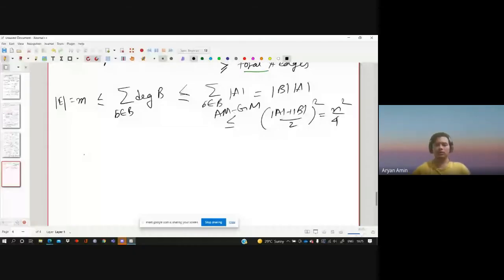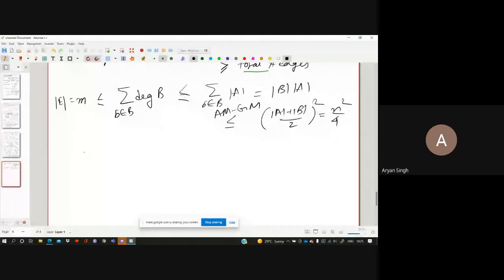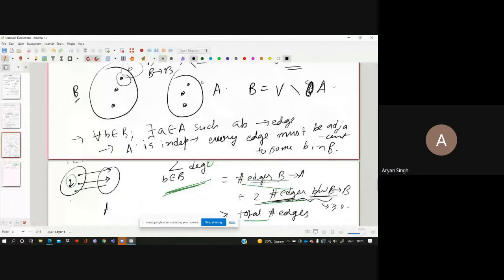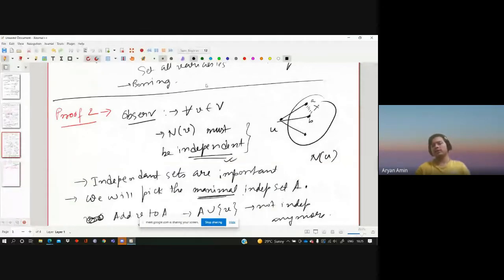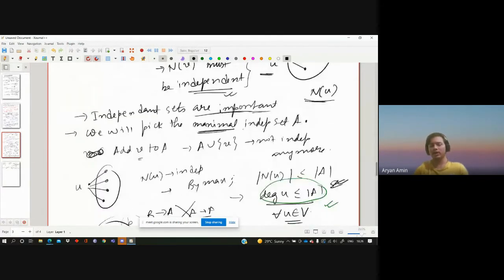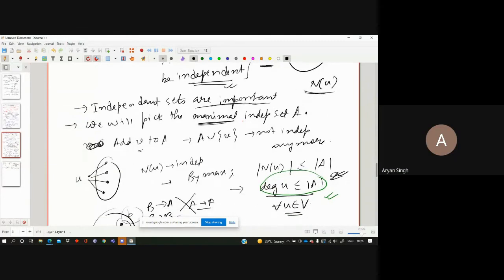Any questions regarding the proof? What is the motivation? For this proof, first of all, you start off with an observation that for any vertex u, its neighborhood is necessarily an independent set, right? This tells you that independent sets are quite important for the problem, and hence we pick the maximal set. Since we are adding the condition of maximality, it gives us a lot of restrictions to work with, and gives us a lot of properties to think about.